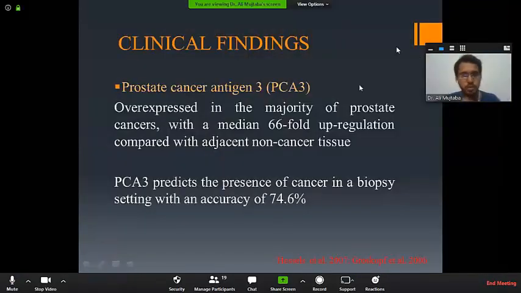It is overexpressed in the majority of prostate cancers, with a median 66-fold upregulation as compared with the adjacent non-malignant tissue. PCA3 predicts the presence of cancer in a biopsy setting with an accuracy of 74.6%.